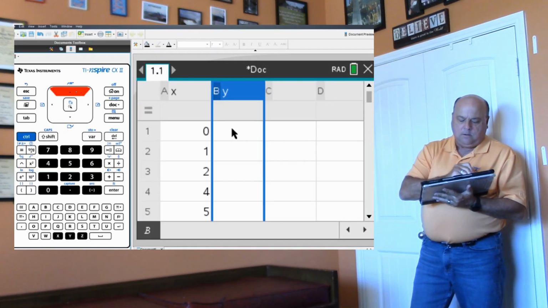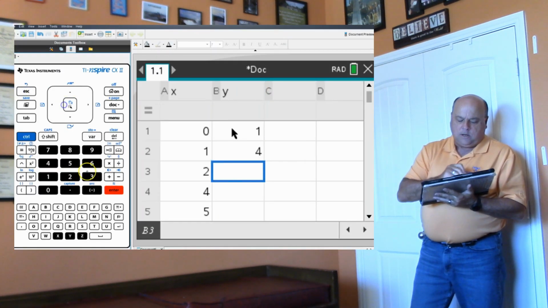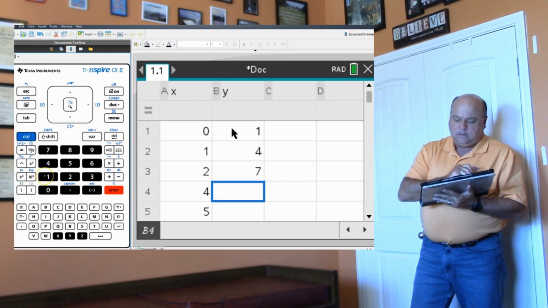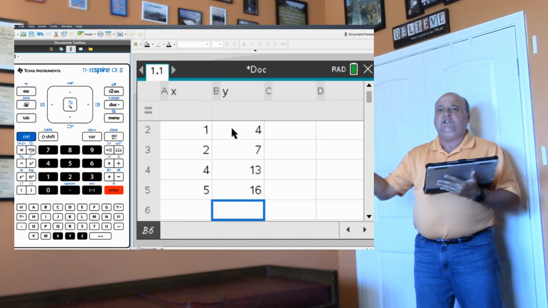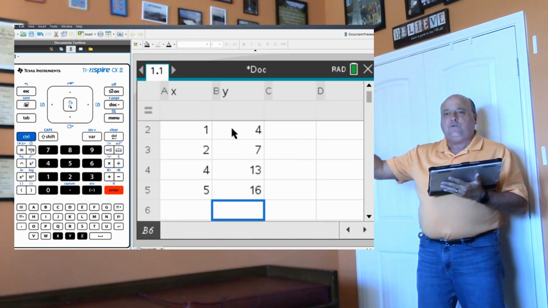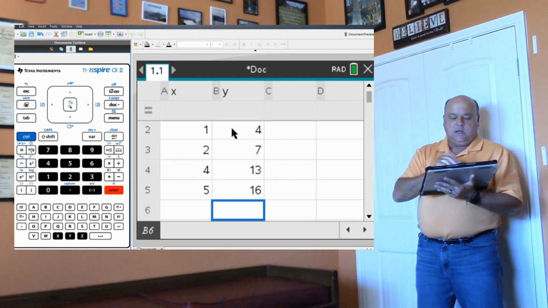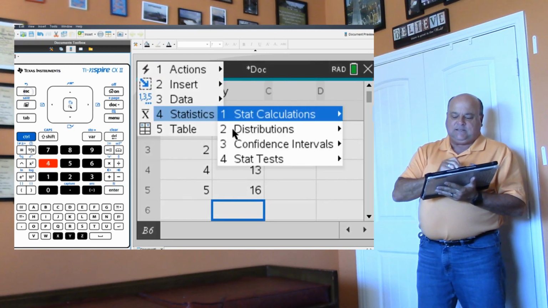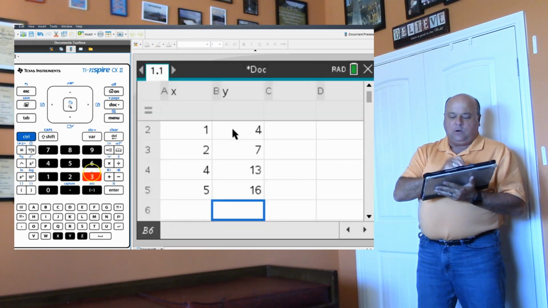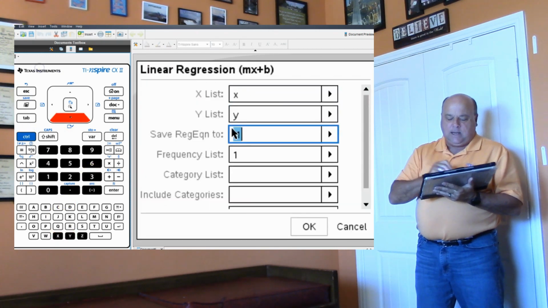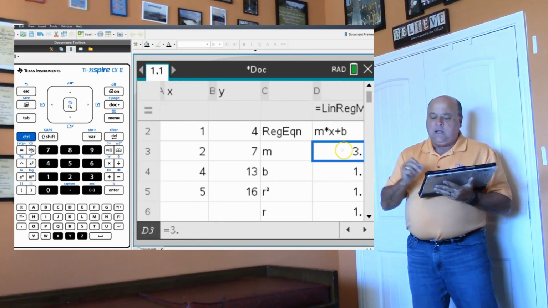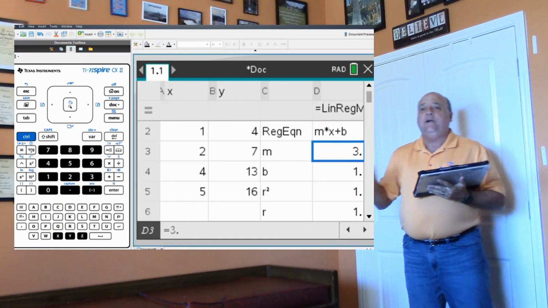So 1, 4, 7, 13, and 16 are my y's, correct? So put this in a spreadsheet. Now then, menu 413, X down, Y down, enter. So menu, stats, stat calculation, linear regression, X down, Y down, and then hit enter. Bam. My slope is 3, my y-intercept's 1.